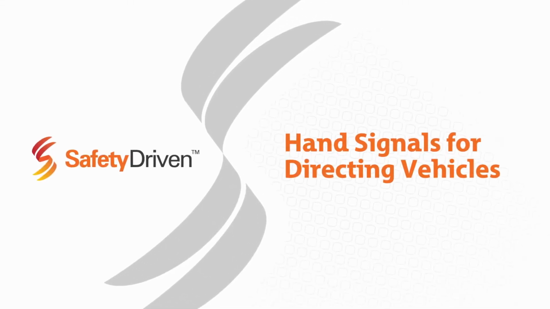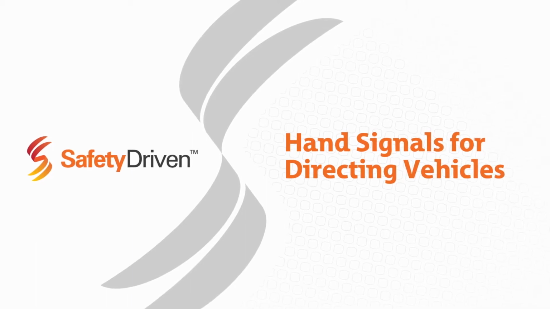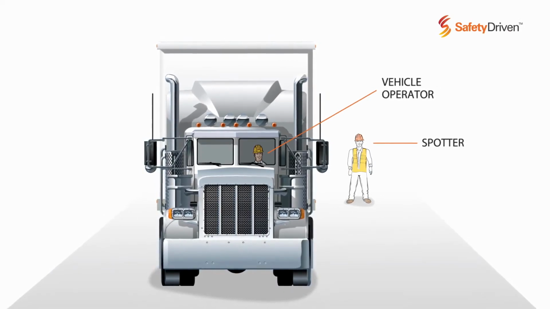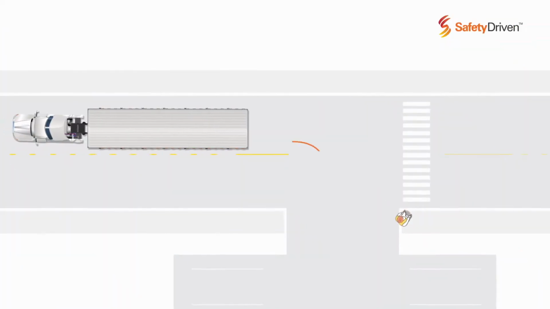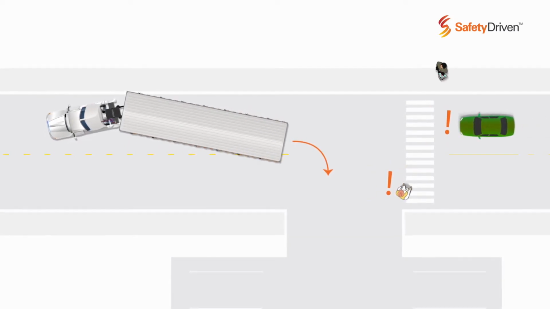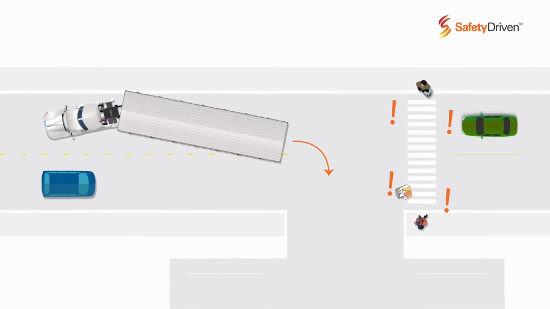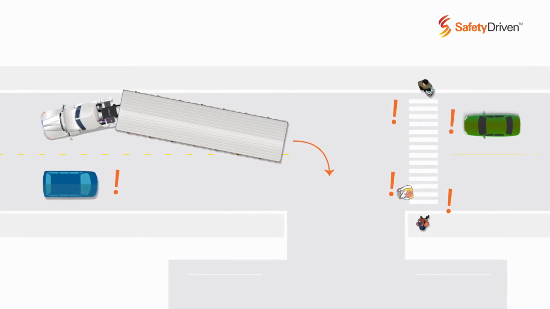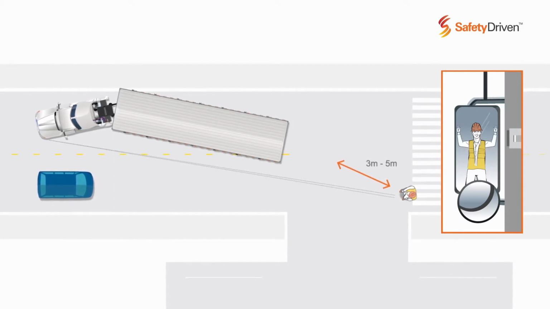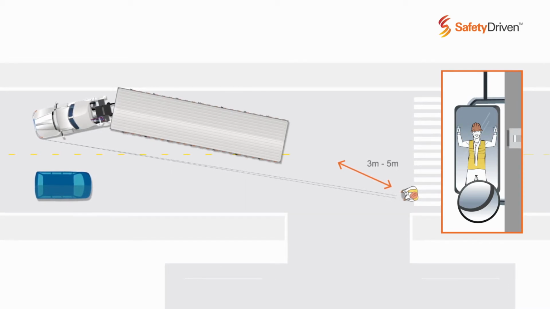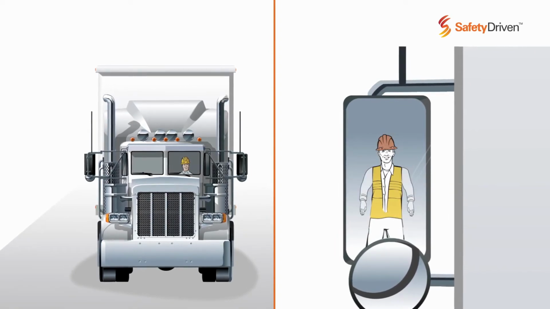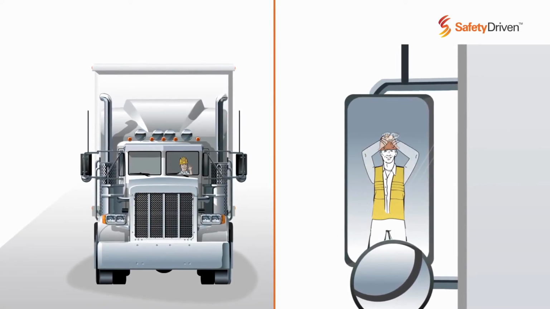Hand signals for directing vehicles. Complex driving maneuvers require the use of a spotter for safety. The spotter's responsibility is to direct the vehicle operator and alert them to obstructions in the vehicle's path. Spotters must also alert pedestrians and traffic to stay clear of the danger areas. For clear communication, the spotter must maintain visual contact with the driver and use standard signals. Spotters and vehicle operators must agree on any additional signals before starting.